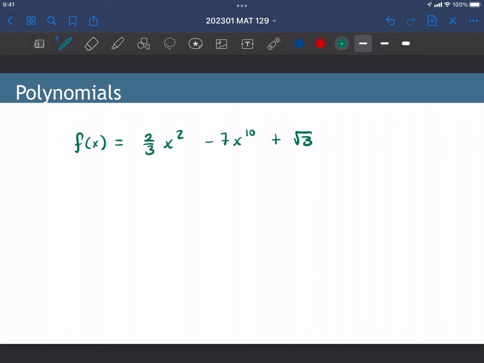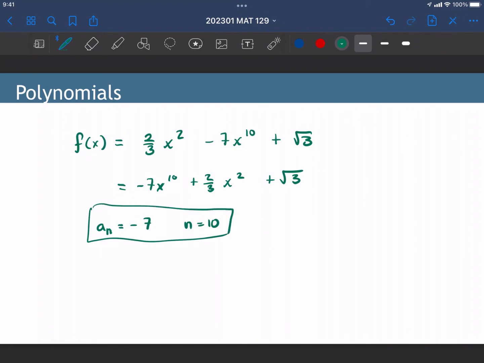But anyhow, the point being is just be careful. We should rewrite this in order. I mean, not that we really need to. You could answer this and all that, but it is nice, especially when you get into doing synthetic division and other things. It's nice to put it in order. But anyhow, my leading coefficient is 7 and my degree is 10, right? Those are two pieces we often want to know. And then my constant is square root of 3. That's also something we want to know a lot of times. Okay.